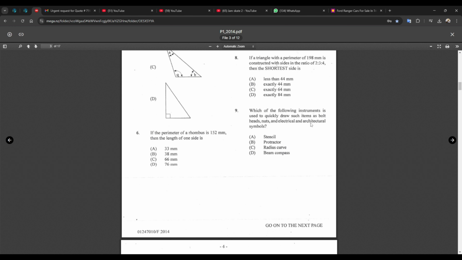Number 9, which of the following instruments is used to quickly draw such items as bolt heads, nuts, and electrical and architectural symbols? Stencil, protractor, radius curve, beam compass. The answer is A, a stencil.